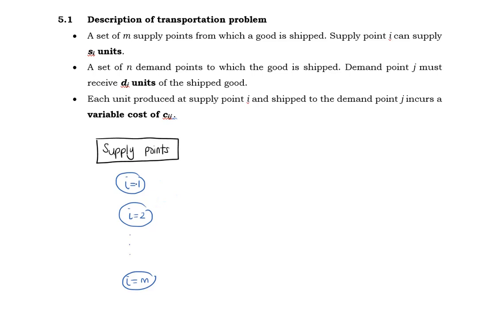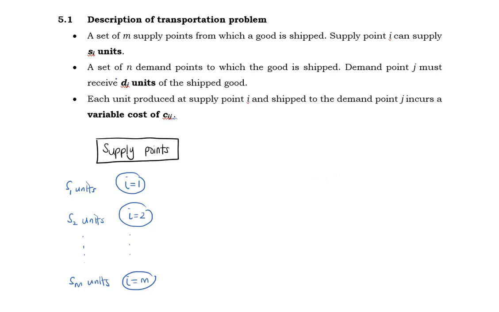And every supply point can supply si units. For example, the first supply point can supply s1 units of goods. Supply point 2 can supply s2 units of goods. And the m-th supply point can supply sm units of goods.